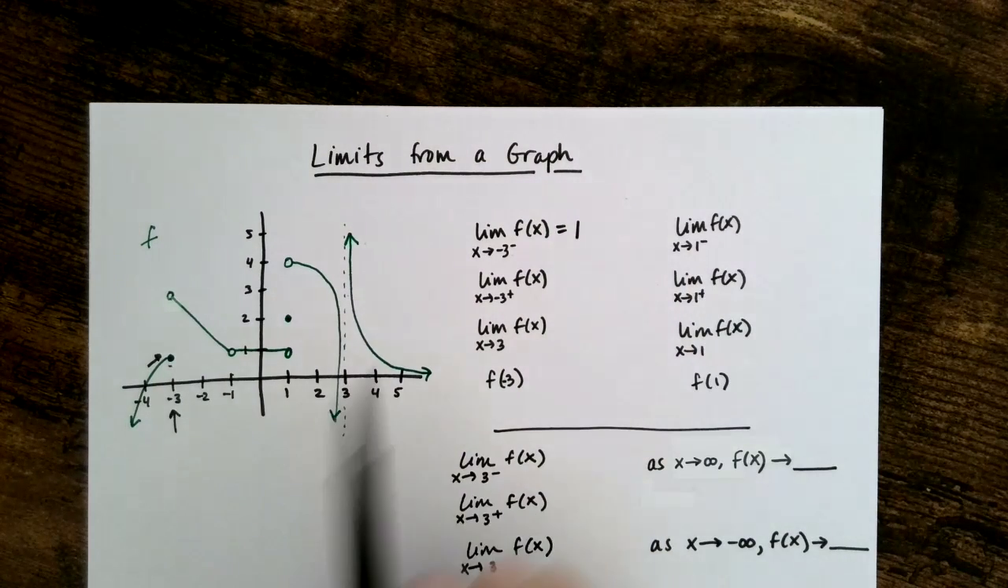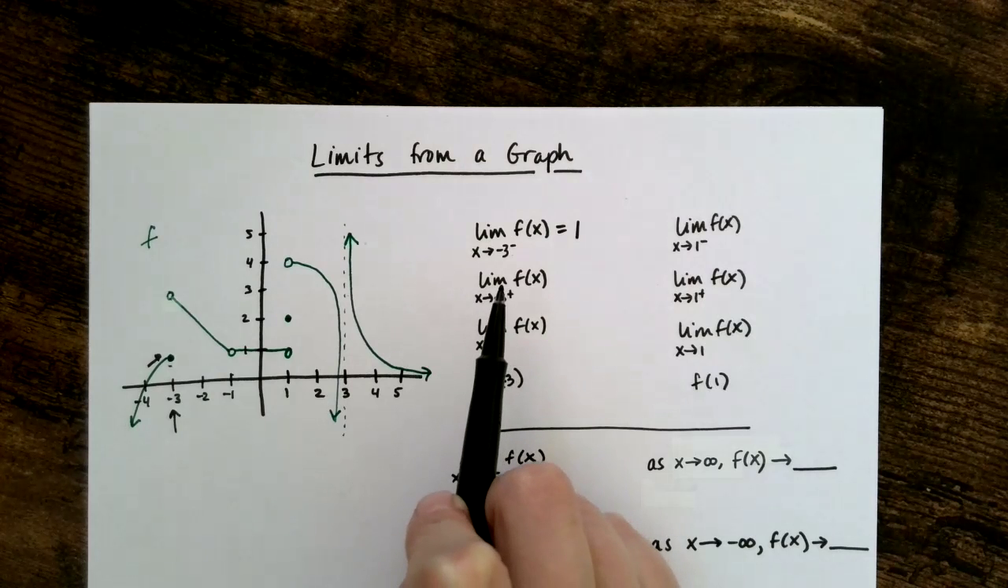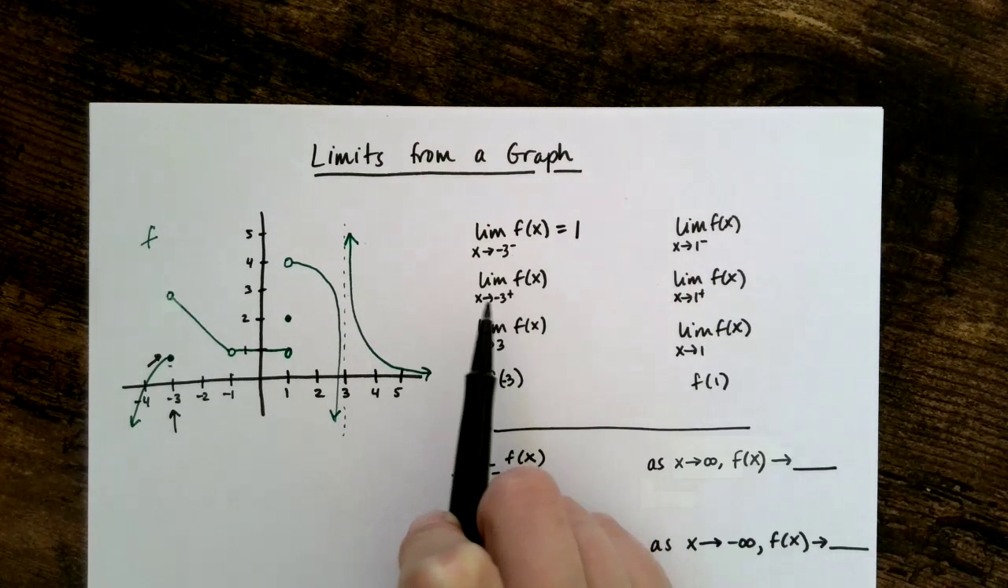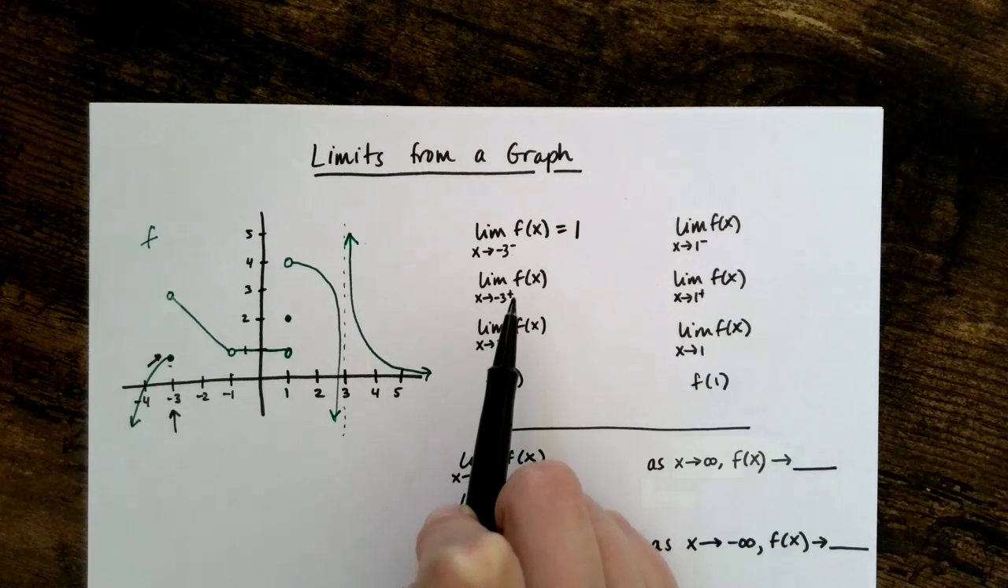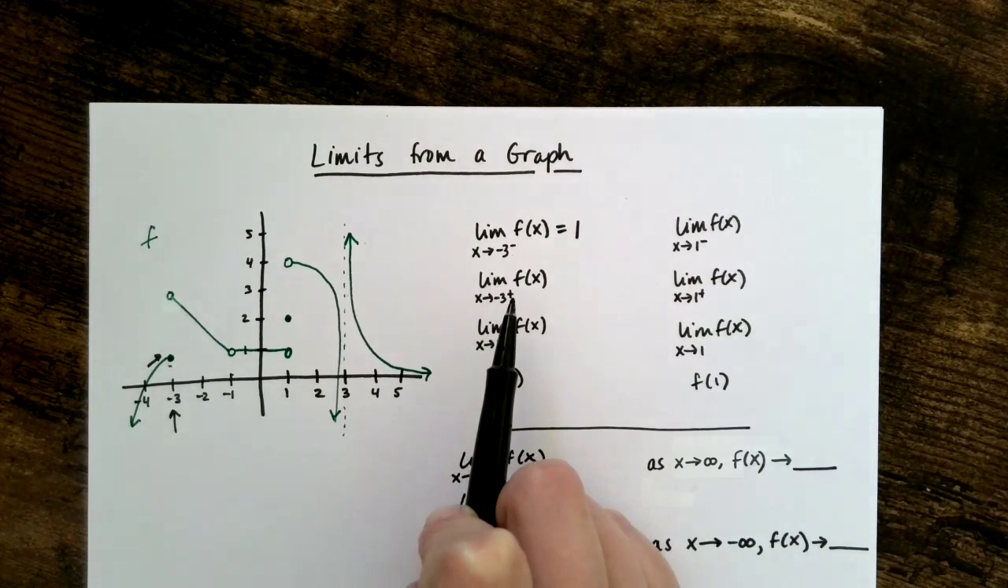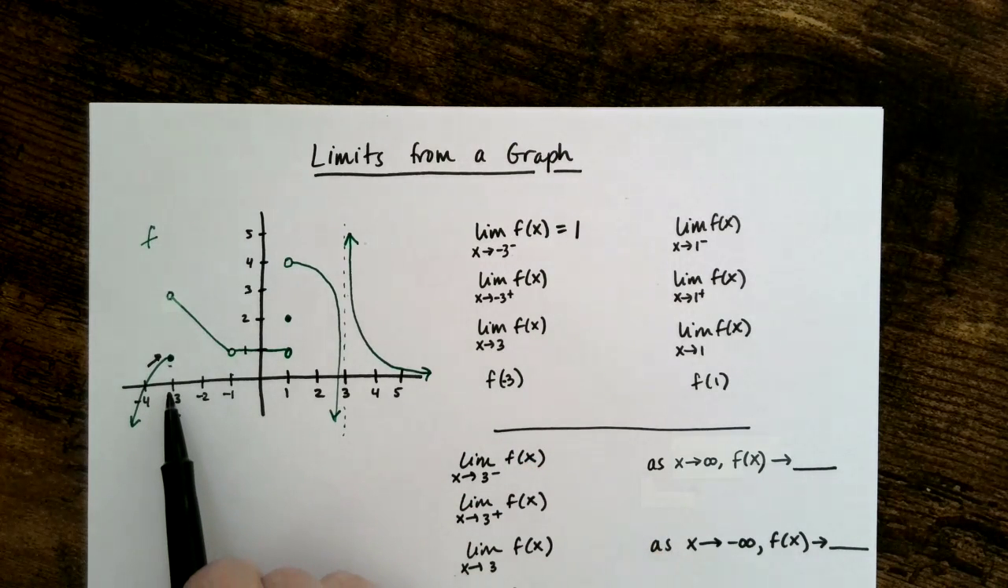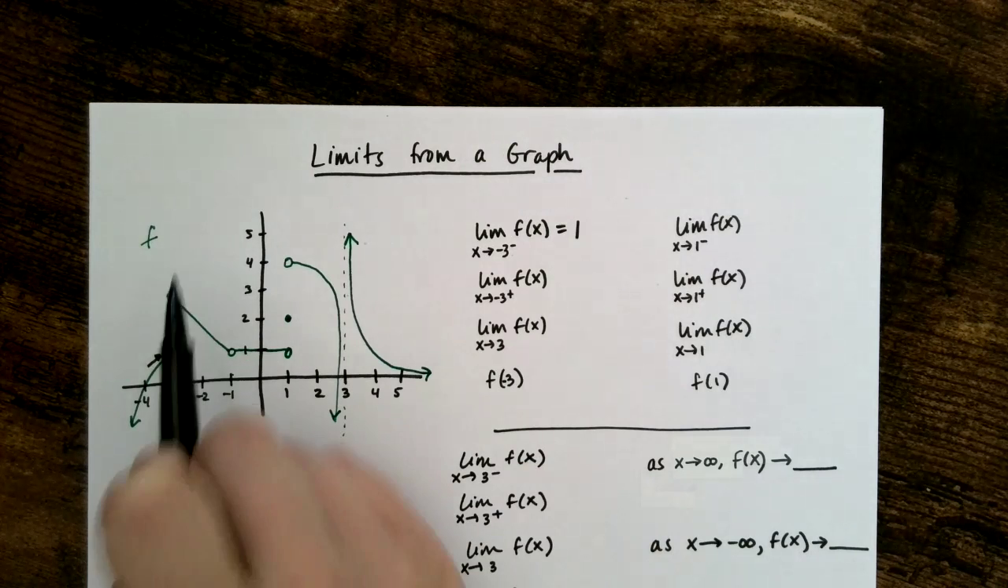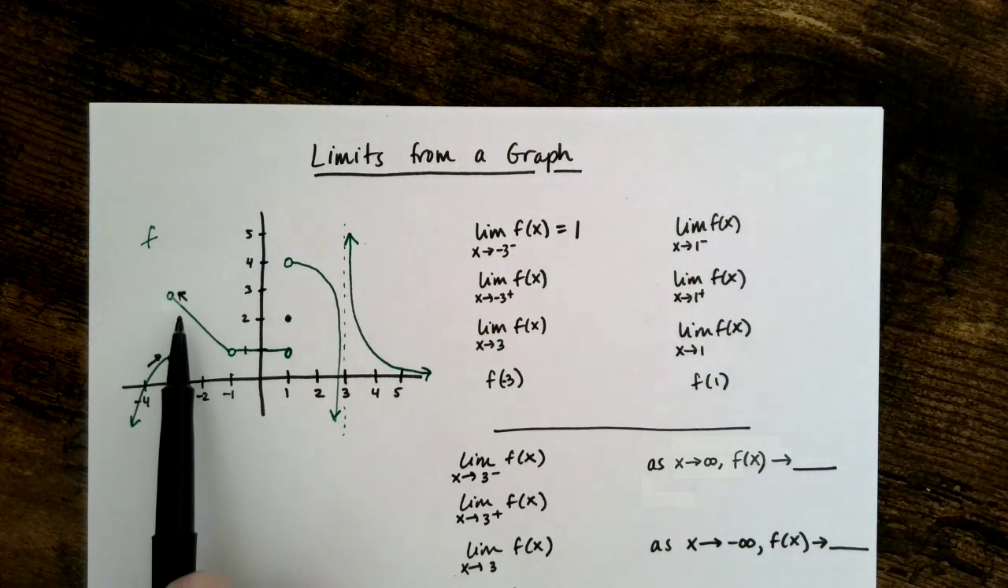And I'll get a different answer for this next limit. This is the limit of the same function. x is still approaching -3, but this is from the right side because of this tiny little plus sign. So I'm still looking at x equals -3, but I'm just on its right side. So I'm approaching this point up here on the graph.